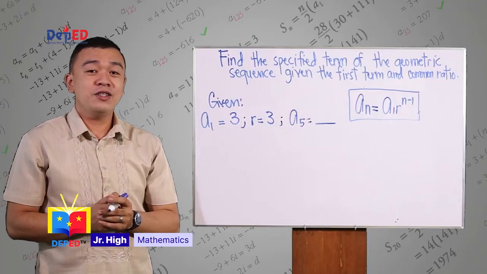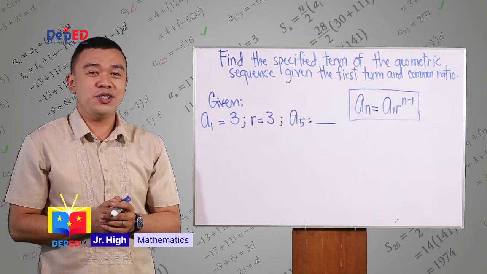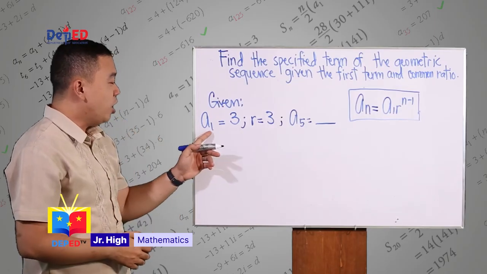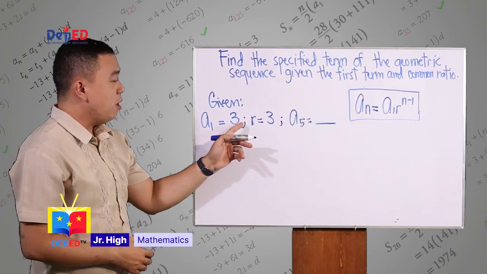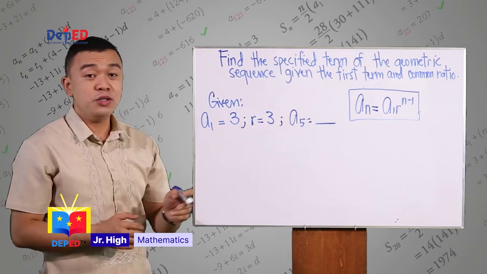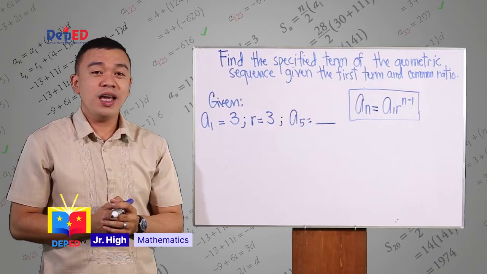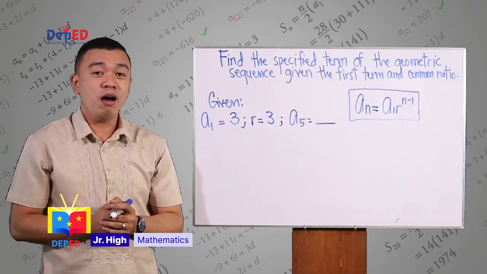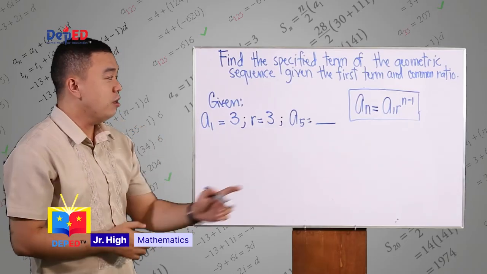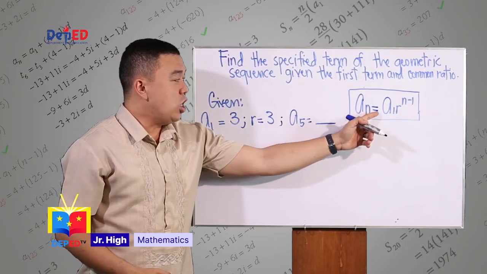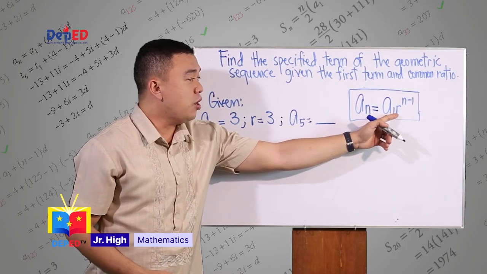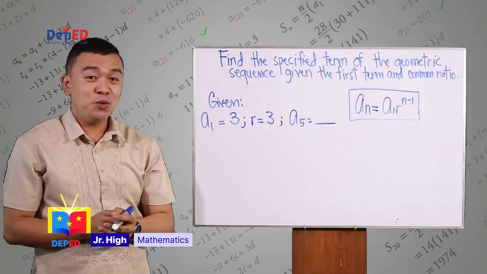Before that, let's determine first the given values. We have a(1), which is equal to 3, and the common ratio, which is equal to 3. After that, let's use the formula in finding the nth term of a geometric sequence. a(n) is equal to a(1) times r raised to n minus 1.